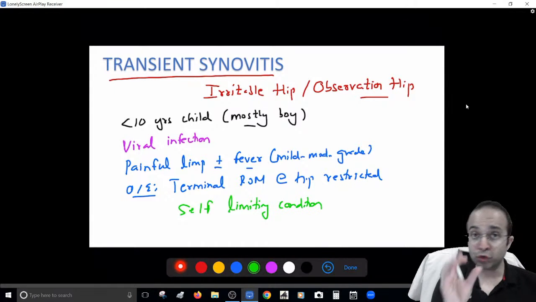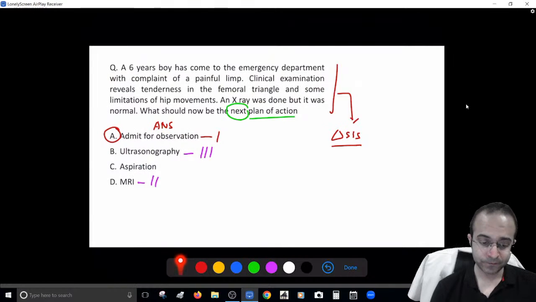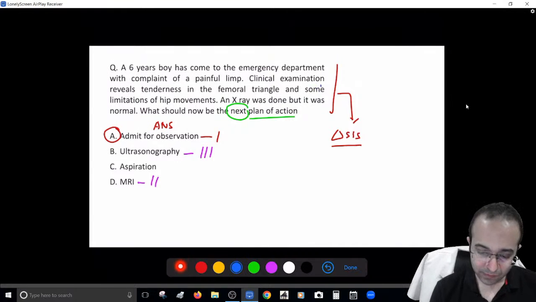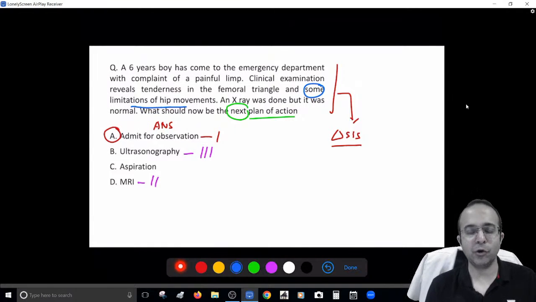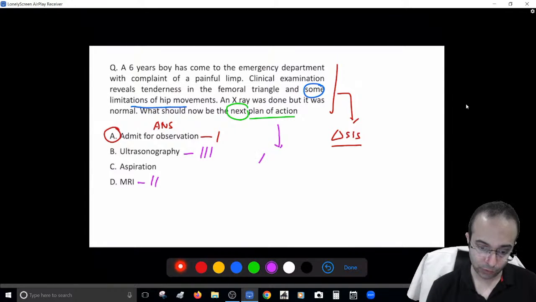Okay, so observation is the key. Now if you see over here, a 6-year-old boy has come to you with that painful limp, some tenderness, but just some degree of restriction of the movements. The X-ray is all normal, nothing wrong. So perhaps you just need to admit him for observation. Now please, you admit him and observe.